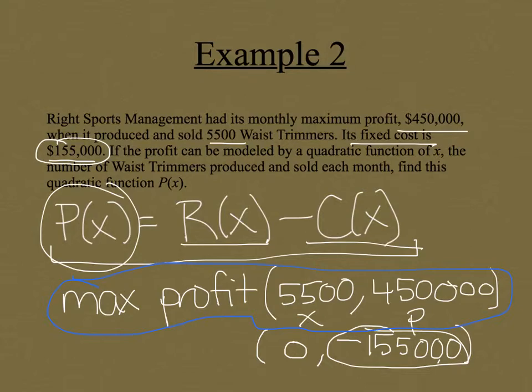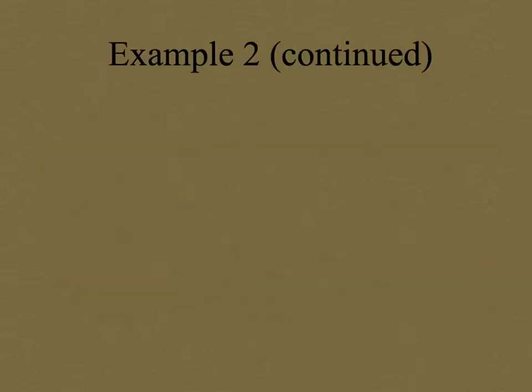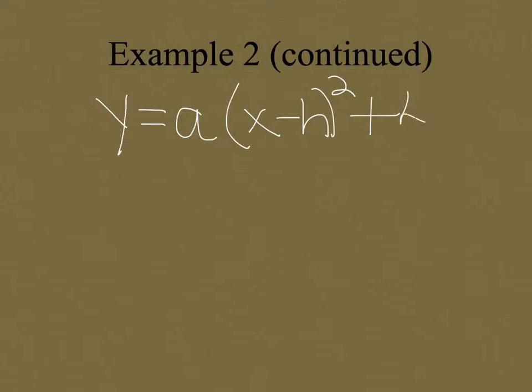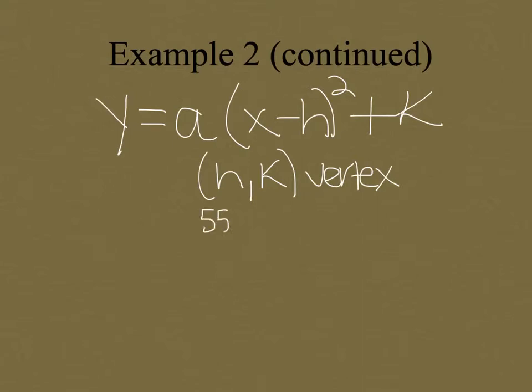We know that our x-coordinate and our y-coordinate, or in this case our p-coordinate for profit, are given to us. And so we can go ahead and write the equation in vertex form. Vertex form, the general equation is y equals a times x minus h quantity squared plus k. Remember that h comma k is our vertex, which in this case we know h is 5,500 and k was 450,000.